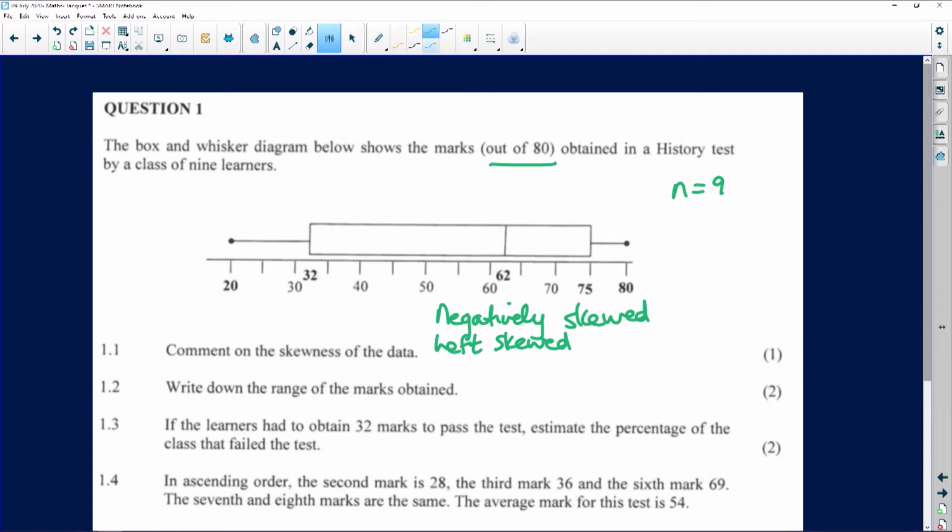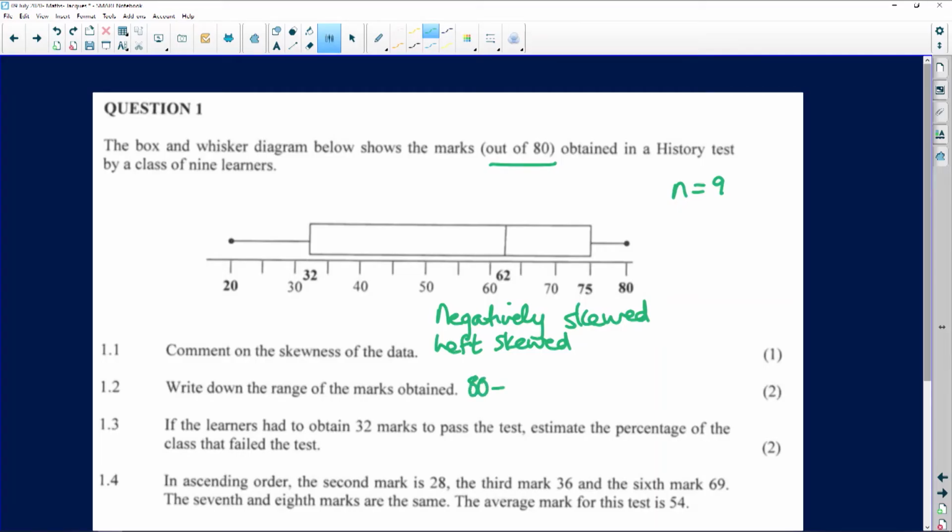Now they say write down the range of the marks that was obtained. Folks, that's easy. The range is the biggest value minus the smallest value. So the range is 80, the largest value, minus the smallest value, and that gives us a range of 60 marks. Look at this, they asked it for 2 marks. That was a dead giveaway. So know your work, and you can do well in the statistical reasoning component of the paper.